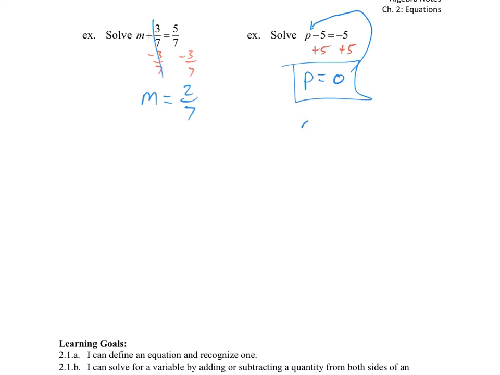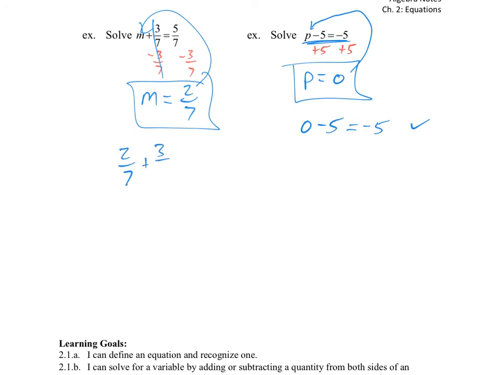If I put a 0 in for p, 0 minus 5, just copying this thing here, equals negative 5. Is that true? Yup. Same thing, we could take the 2/7, we could put it in for m. And if I have 2/7 in for m, plus my 3/7, this part right there, does it equal 5/7? Yep, because common denominators, you need common denominators and just add the numerators. It gives you the 5.